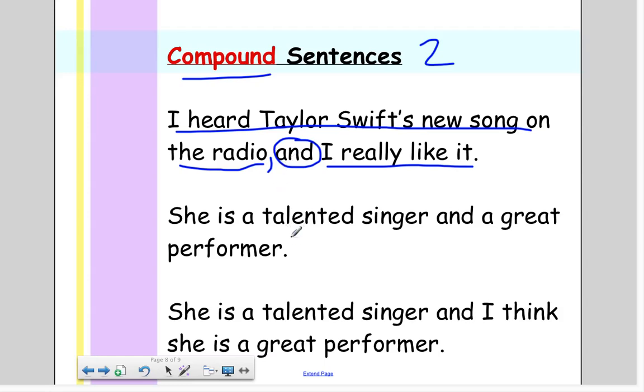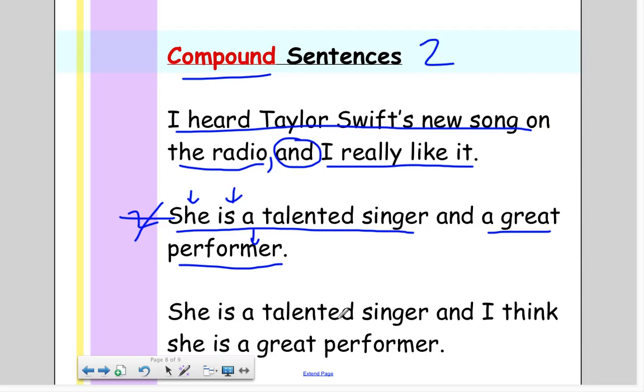See if you can figure out where the next one goes. "She is a talented singer and a great performer." Now wait a minute. Before you put the comma, ask yourself, are these two complete sentences? "She is a talented singer" is a complete sentence. "She" is our subject, "is a talented singer" is our predicate. You have to have both in order for it to be a complete sentence. What about this part? "A great performer." Is that a complete sentence? No, it doesn't have a predicate. Performer is our subject, but what's the performer doing? So if we don't have two complete sentences, we don't need a comma. So don't put a comma right here. It's not two complete sentences.